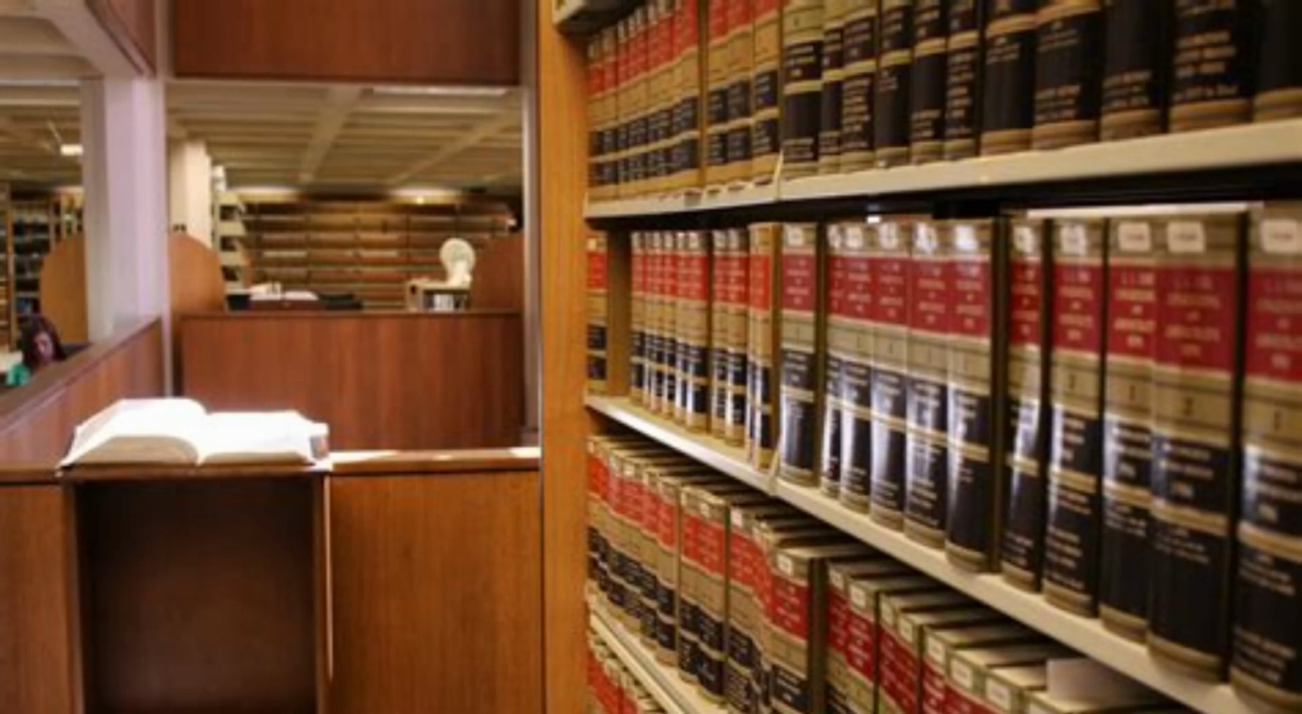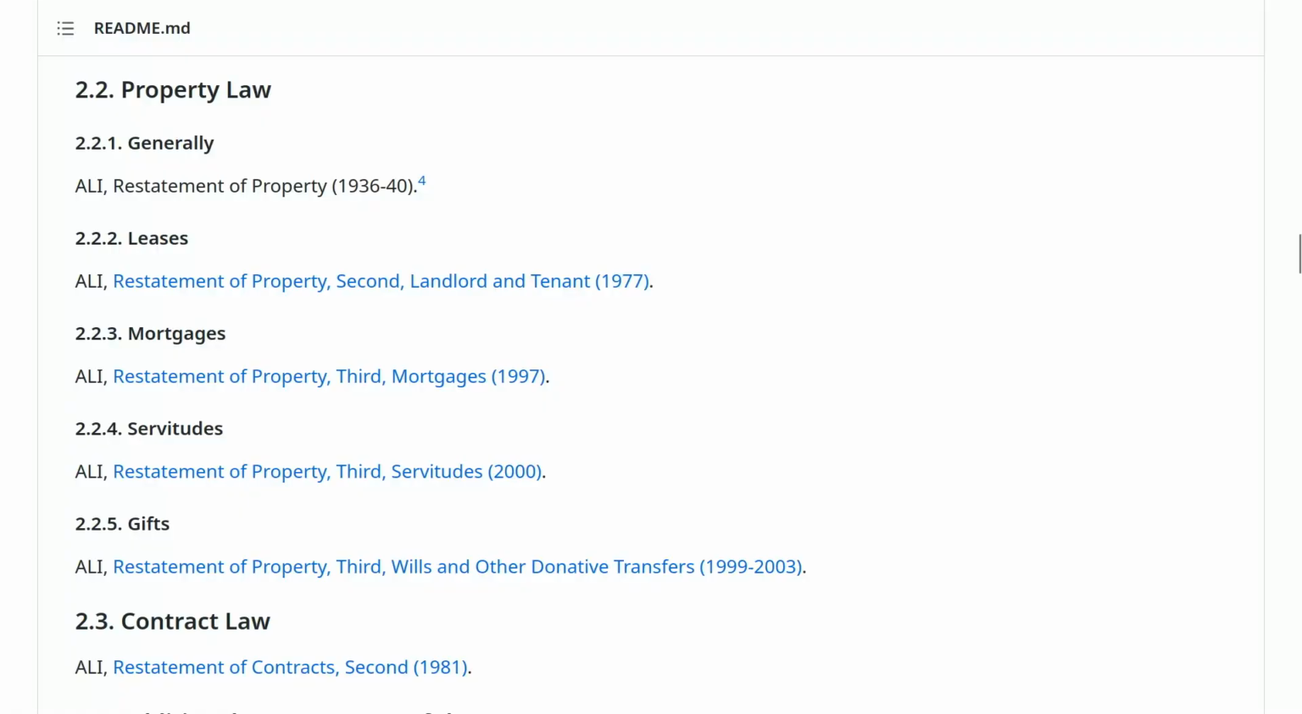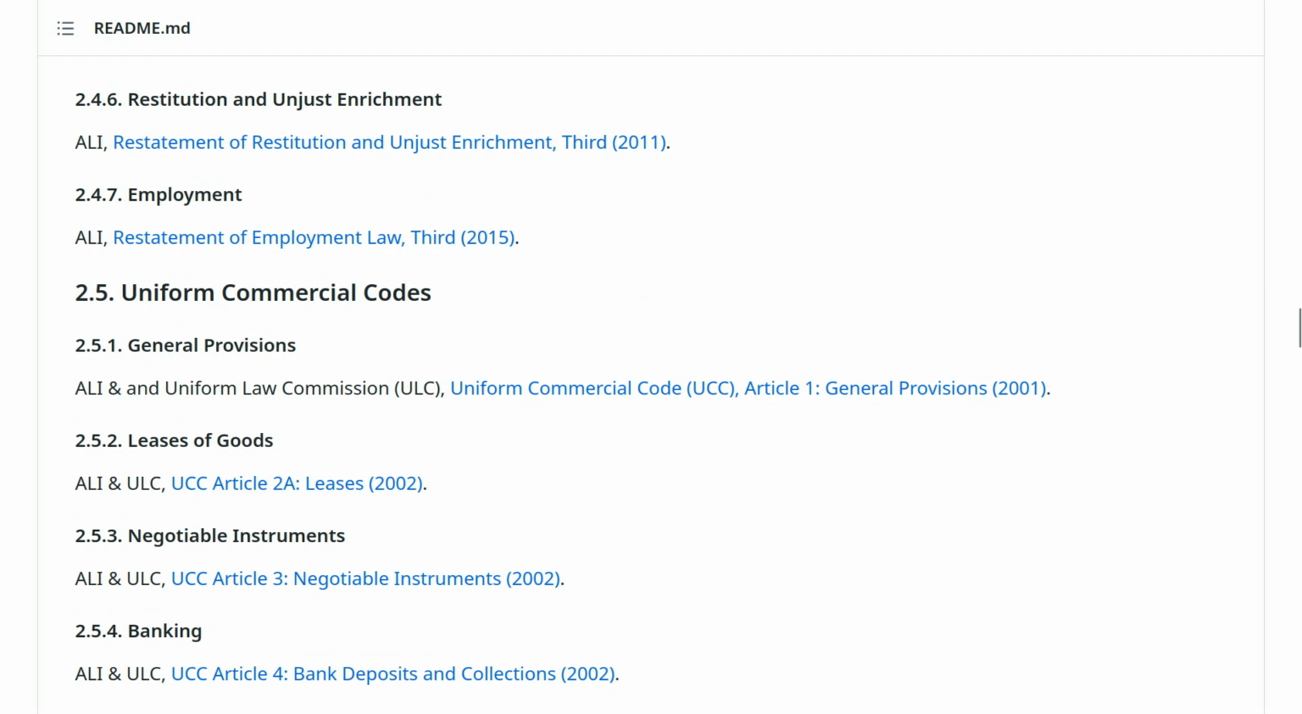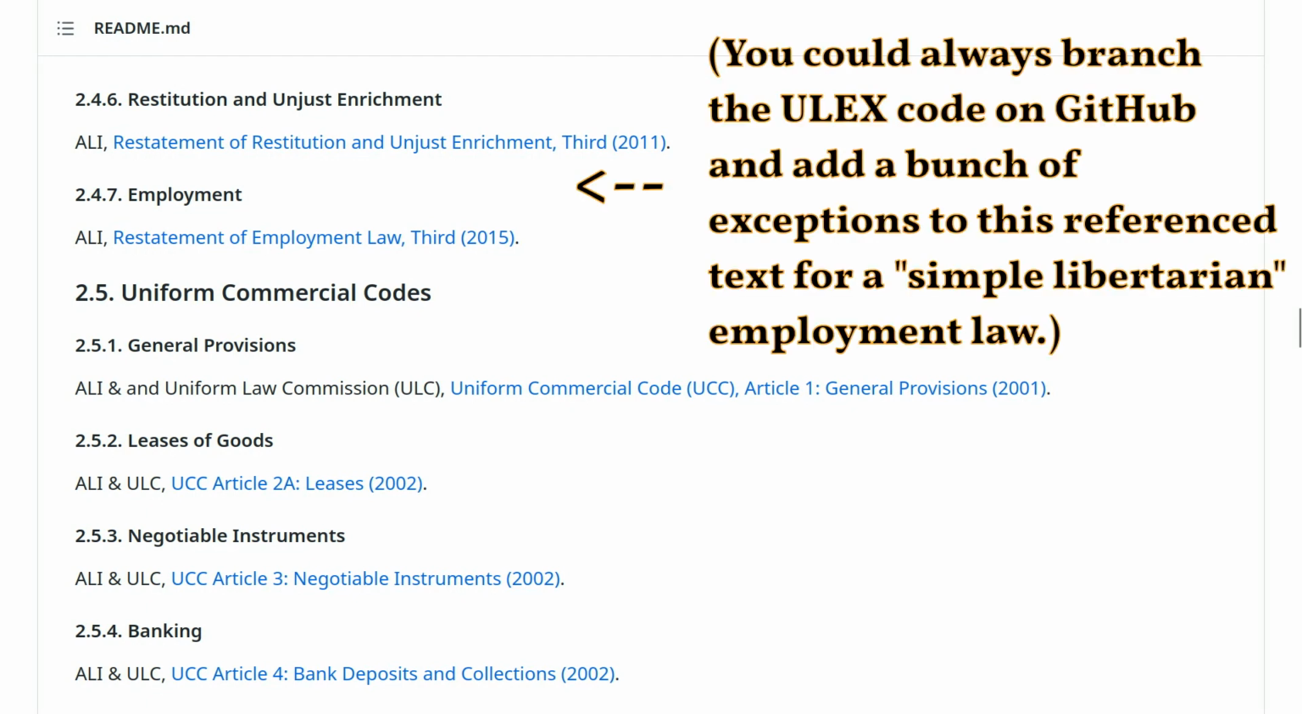So yeah, defective products, shared blame, personal harm, those are all under tort law. Property law talks about leases, mortgage servitudes, gifts and wills and trusts, talks about competition, restitution and unjust enrichment if somebody is making money in a way that's considered immoral to most society. Employment law. Again, a libertarian could say, well, there should be no employment law whatsoever because people agree to employment. It's at-will employment, whatever the terms are. That's a voluntary contract between them and the employer.